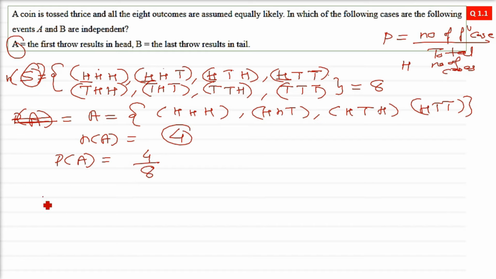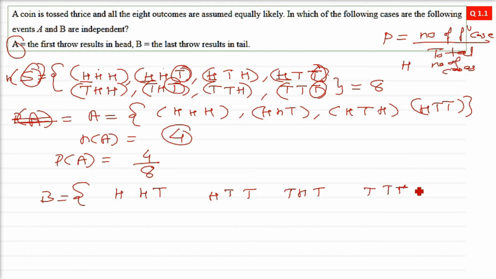Now coming to B. For the B set, we will take: last throw results in tail. Whatever comes in the first or second coin doesn't matter. The last should be tail. So take all the elements, or all the experiments of the sample space, where you get tail at the last. So we have taken 4 values again from the sample space. What is the number of elements in B? 4.